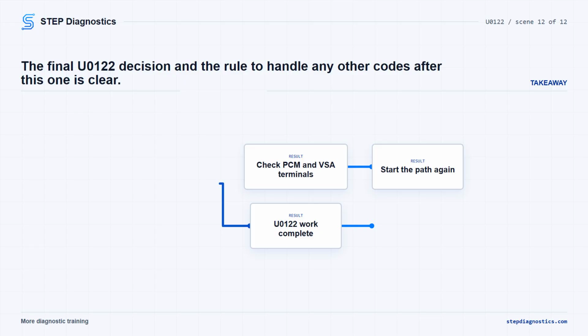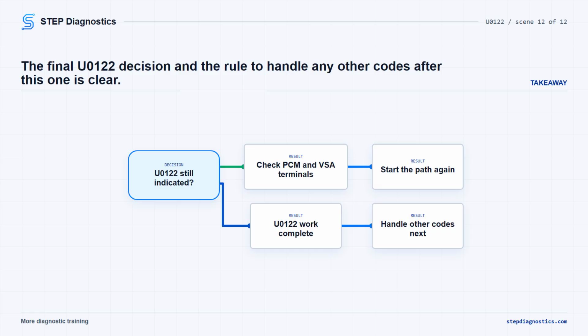Bottom line, prove the code is current. Prove communication to VSA. Test both FCAN wires for opens. Then handle software or the VSA Modulator-Control unit only after the wiring path passes.